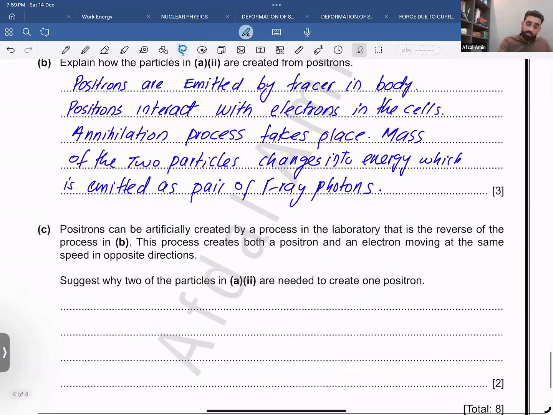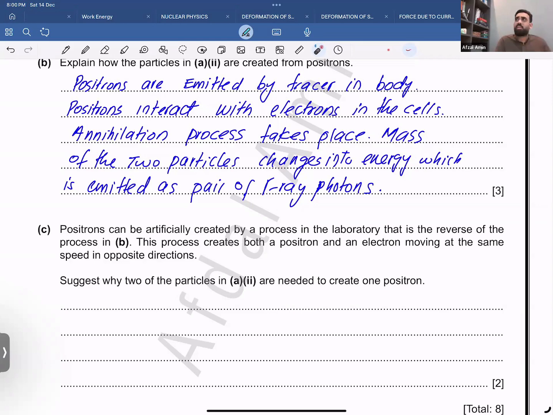Read the next part, my dear students. The positrons can be artificially created by a process in the laboratory that is the reverse of the process of B. Actually, we don't have this topic in our A-level physics, it is called pair production, the reverse process of annihilation. Two gamma ray photons could be used to produce a positron and electron pair. This reverse process creates both positron and electron moving at the same speed in opposite directions.